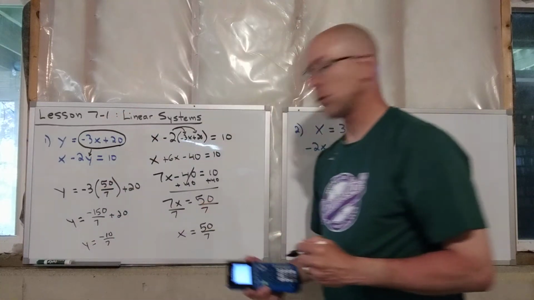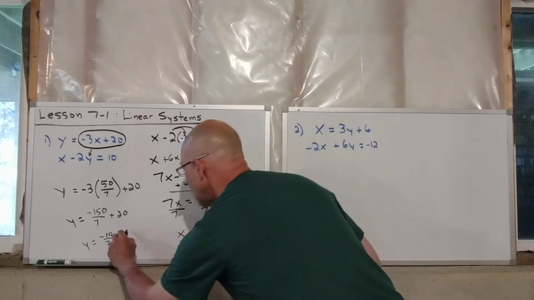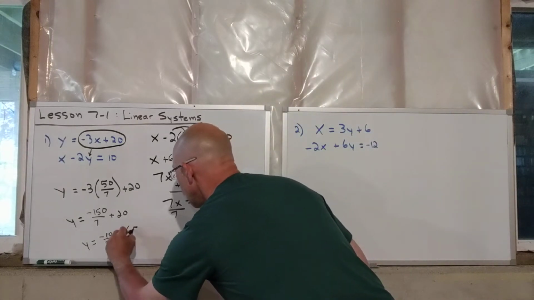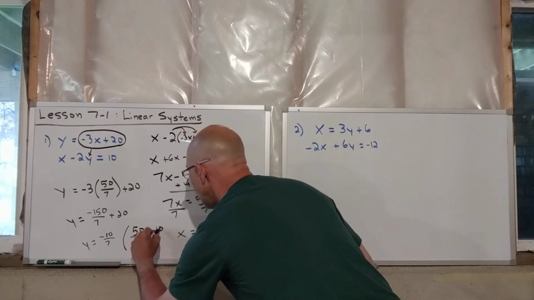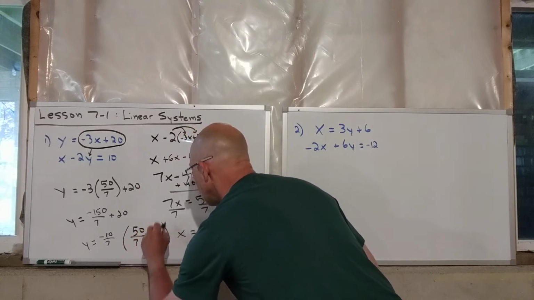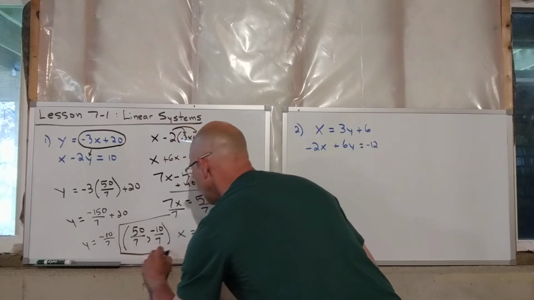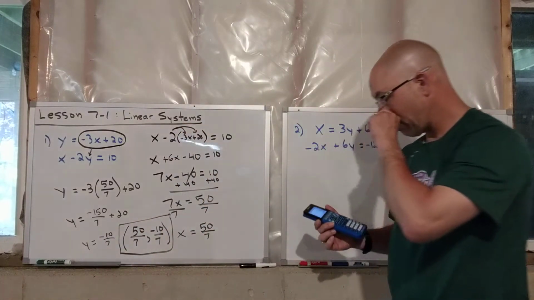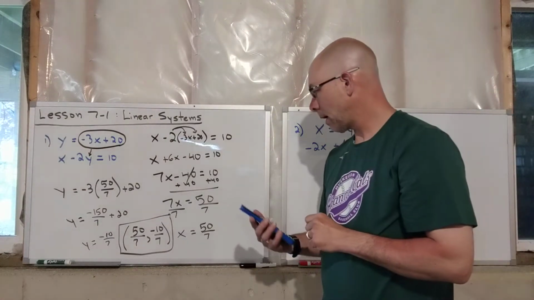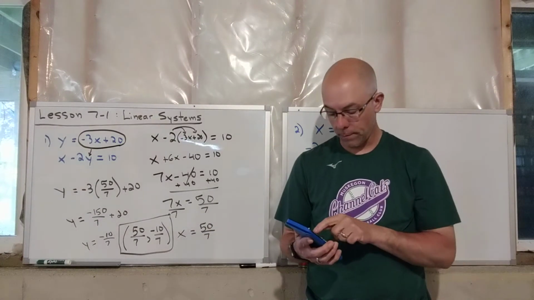And that's y equals, which means I write my final answer as 50 sevenths, negative 10 sevenths. And that means if we graph them, that's where they would cross each other. Okay?